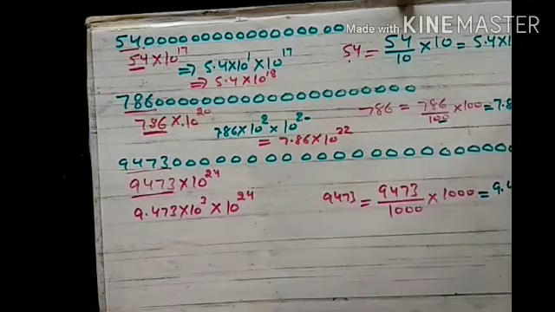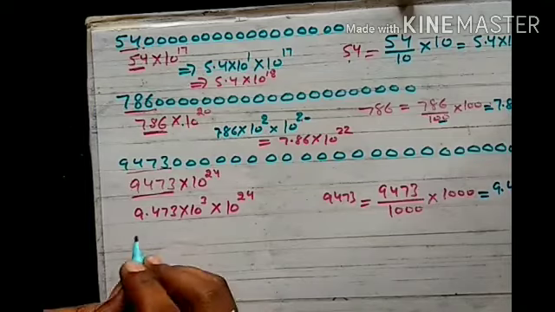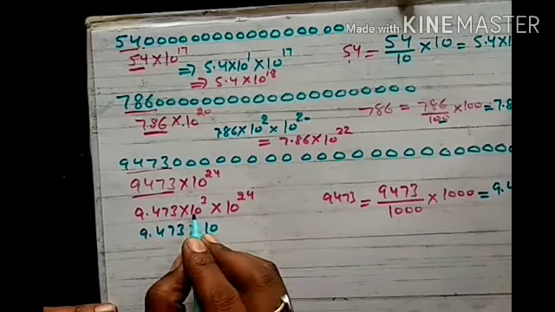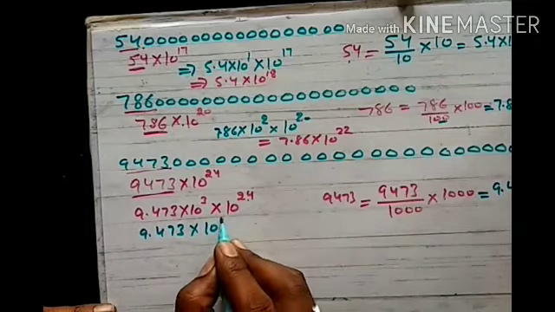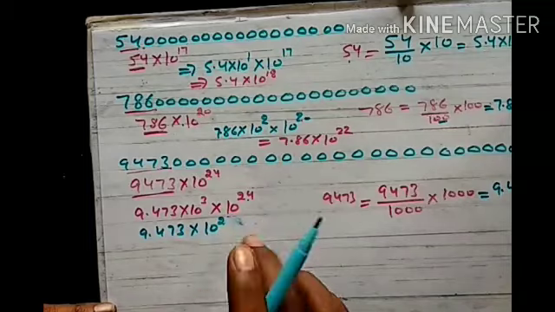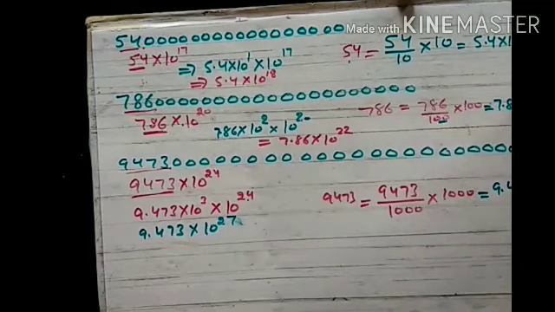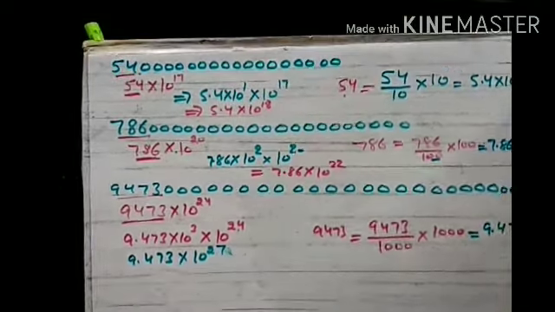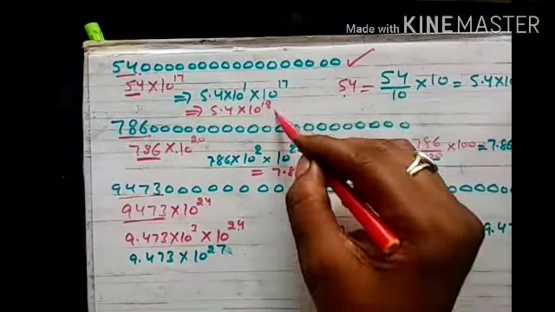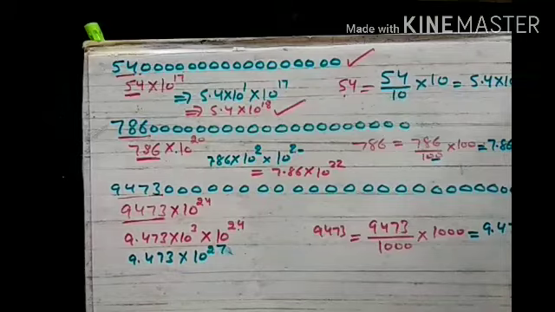So you will write 9.473 multiplied by 10. Bases are same, the powers will be added. 24 plus 3, that is 27. Now student, this form is called standard form and this form is called scientific notation. Clear?